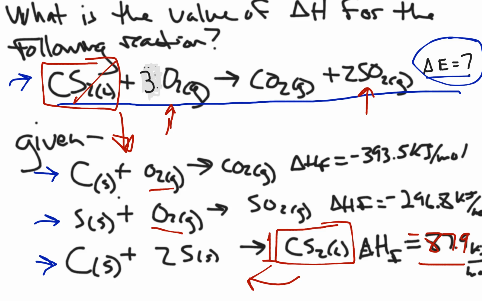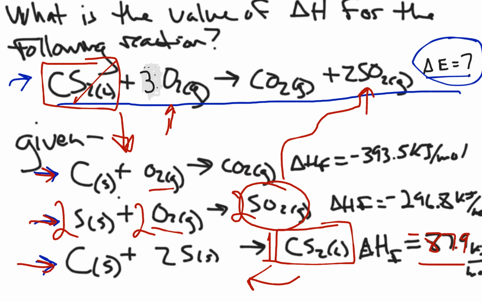So I come down here and I can see that I have SO2 on the right side, and I want it on the right side, so that's good. But I need 2 of it. SO2 is in no other of these reactions. So what I have to do is double everything in this reaction.